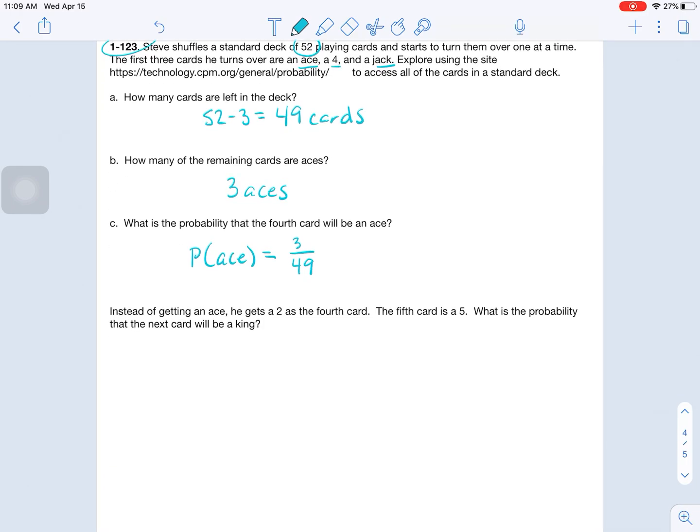So it says, last and final question, instead of getting an ace, he gets a 2 as the 4th card. The 5th card is a 5. What is the probability that the next card will be a king? So the probability that he's going to pick out a king. So ask yourself first, how many kings are left? He's not pulled any kings out, so there's still 4 kings. But he had 49 cards left, and then he just pulled out 2 more cards. So he doesn't have 49 cards left anymore. He's only got 47. So our probability that he could pull out a king would be 4 out of 47.